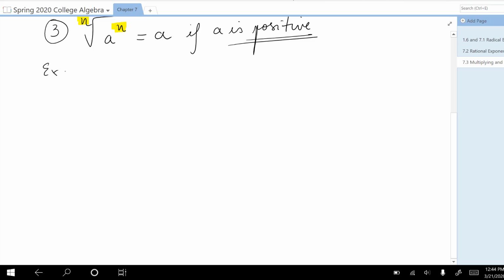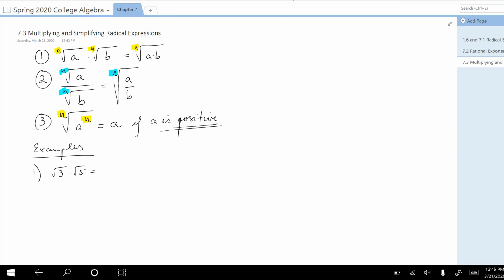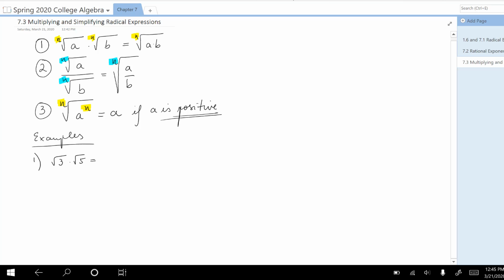So examples. Use the product rule. Use the quotient rule and simplify the problems. The very first one is square root of 3 times square root of 5. Which one of the three formulas that we went over at the beginning are you going to use? If you take a good look, you're going to use the first one. So it's square root of 3 times 5, which is square root of 15. Not a big deal. We cannot simplify that. No perfect square or anything.